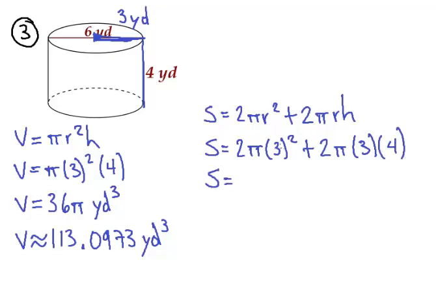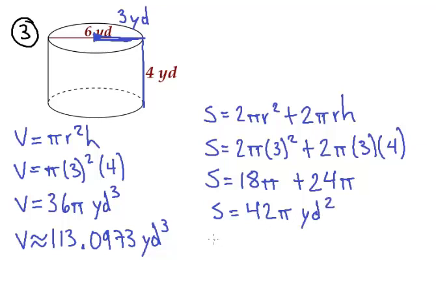Surface equals, well, 3 squared will be 9. 9 times 2 will be 18. You copy the pi. 2 times 3 will be 6. 6 times 4 will be 24. You copy the pi. Now, you simplify like terms. 18 pi plus 24 pi would give you 42 pi. That will be the exact answer. Remember, it's surface area, so the units are square yards in this case.